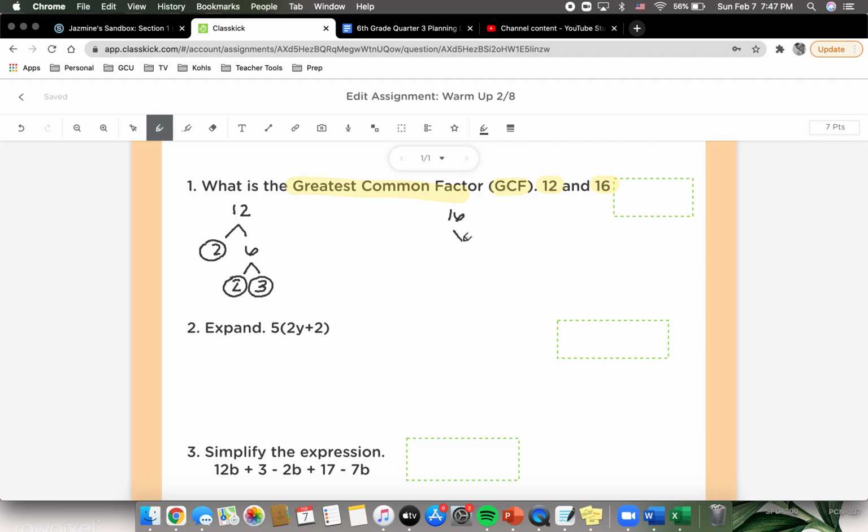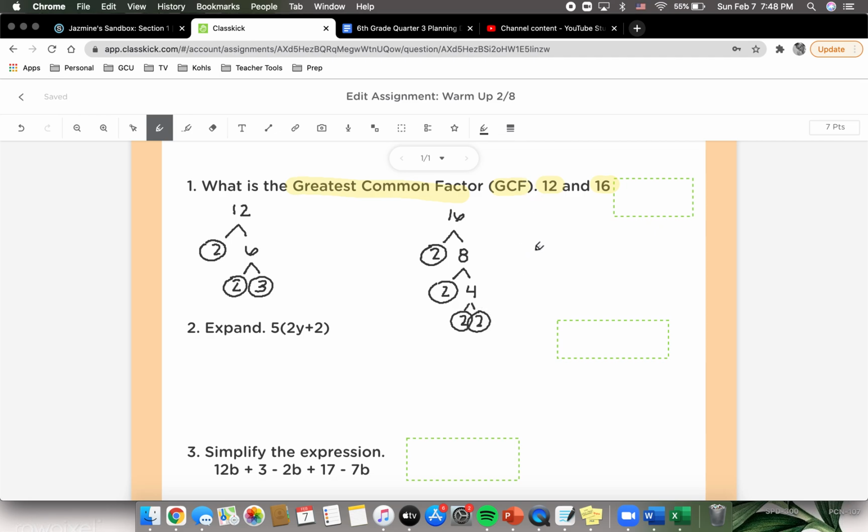Now looking at 16, we know that 2 times 8 goes into 16. And we are going to circle our 2 because it's factored as far as it will go. Now looking at 8, we know that 1 can go into 8, but it's just going to give us another 8. So we're going to do 2, because 2 can go into 8. So 2 times 4 will give us 8. We're going to circle our 2 because it's factored as far as it will go. And lastly, we have 2 times 2 will give us 4, and we are going to circle both of those.